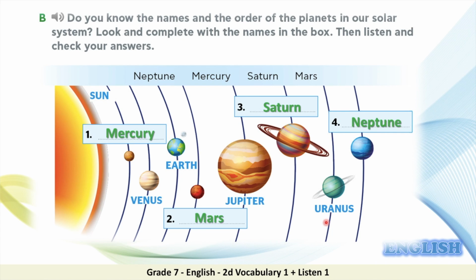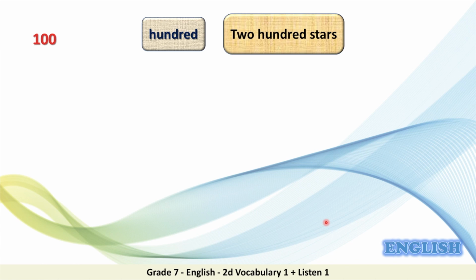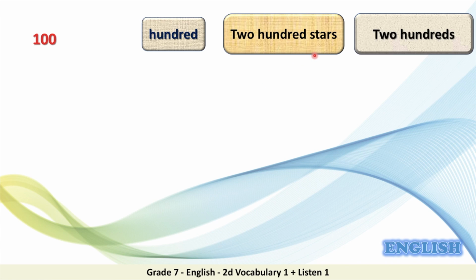Okay, thank you so much. Let's move on. Can you read this number? 100. For example, 200 stars. You read it like this, not like this, 200s. This is wrong. What about this number?